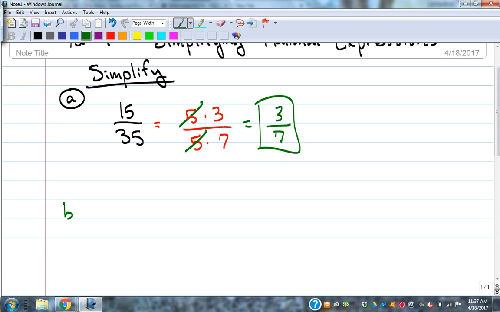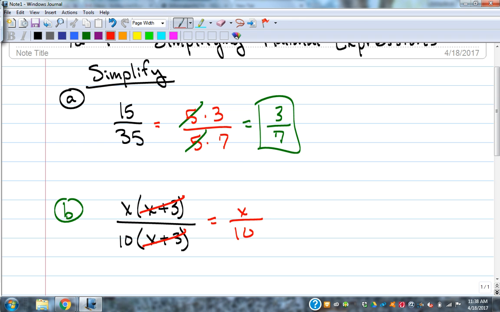expressions like this, where we have x times x plus 3 over 10 times x plus 3, that looks a lot different. It's not quite straightforward. It's not a regular fraction like we're used to with just numbers. We've got factors. On the top, you've got a factor of x and a factor of x plus 3. On the bottom, you have a factor of 10 and a factor of x plus 3. Which factor matches? That's the one that cancels. So it ends up just being x over 10.